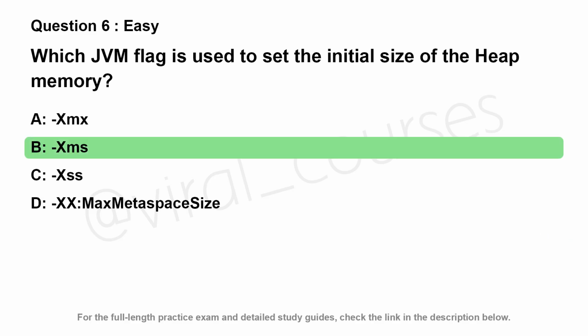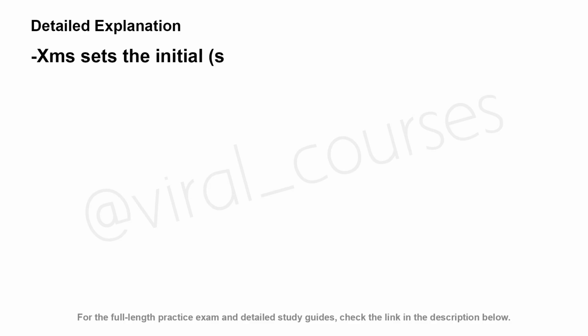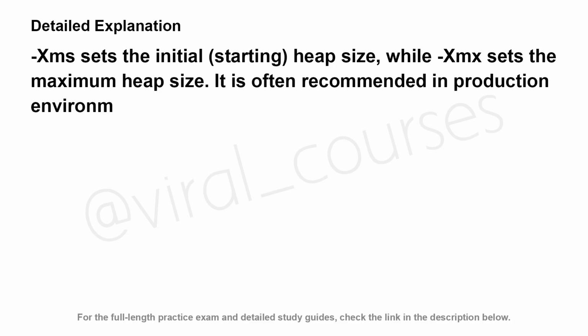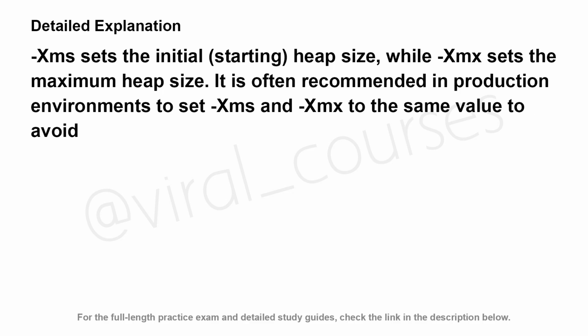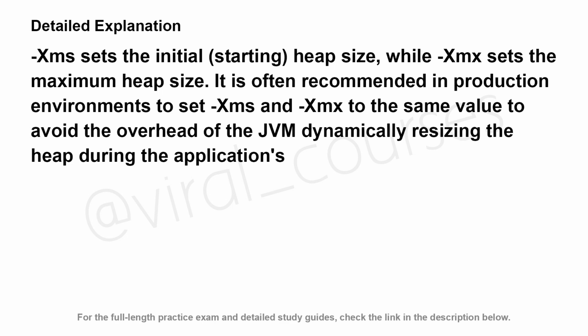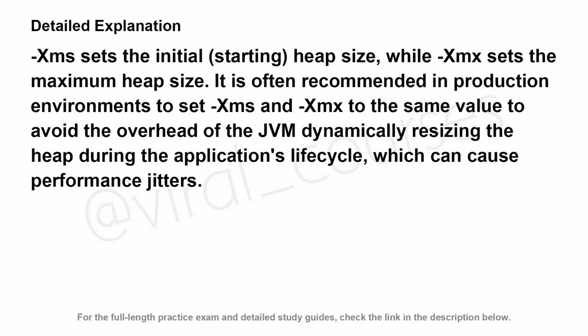The correct answer is B. -Xms sets the initial starting heap size, while -Xmx sets the maximum heap size. It is often recommended in production environments to set -Xms and -Xmx to the same value to avoid the overhead of the JVM dynamically resizing the heap during the application's lifecycle, which can cause performance jitters.